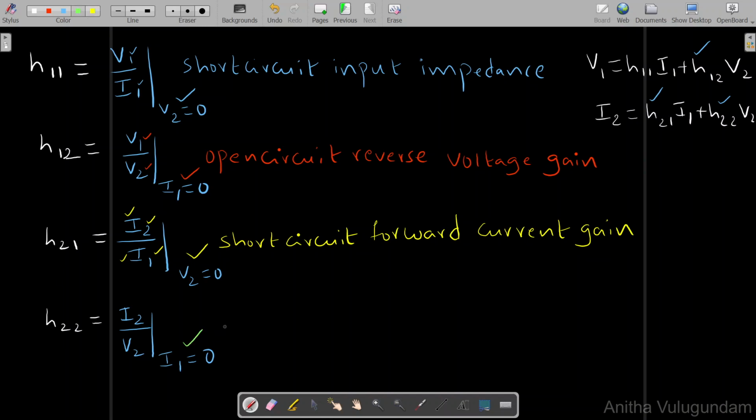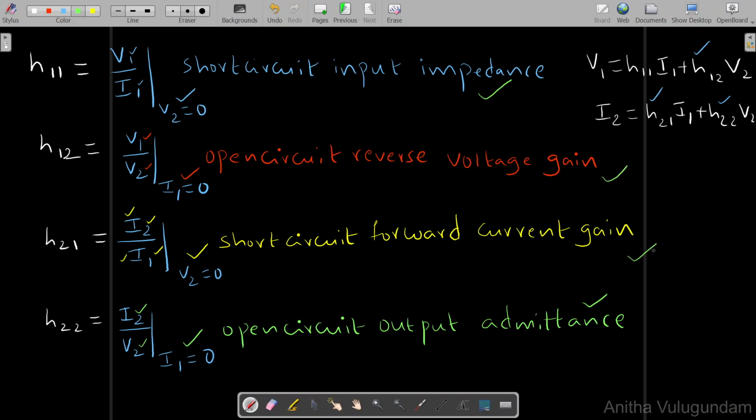H22, the condition is I1 equal to 0. We'll write it as open circuit, and the ratio is port 2 to port 2. So we'll write it as output because both variables are related to port 2 only, that is output. And I by V is nothing but admittance. H22 is defined as open circuit output admittance. If you observe here, H parameters represent dimensionally an impedance, an admittance, voltage gain, and current gain. These are called hybrid parameters.